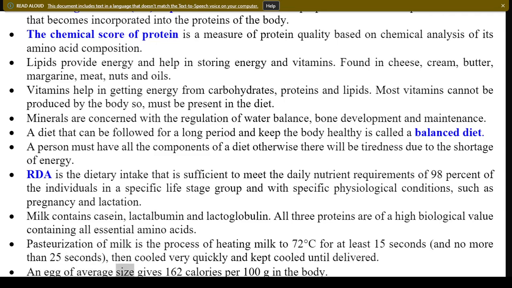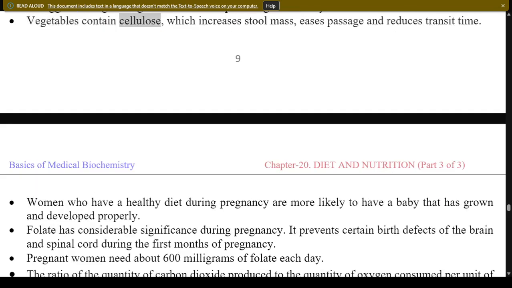An egg of average size gives 162 calories per 100 g in the body. Vegetables contain cellulose, which increases stool mass, eases passage, and reduces transit time.